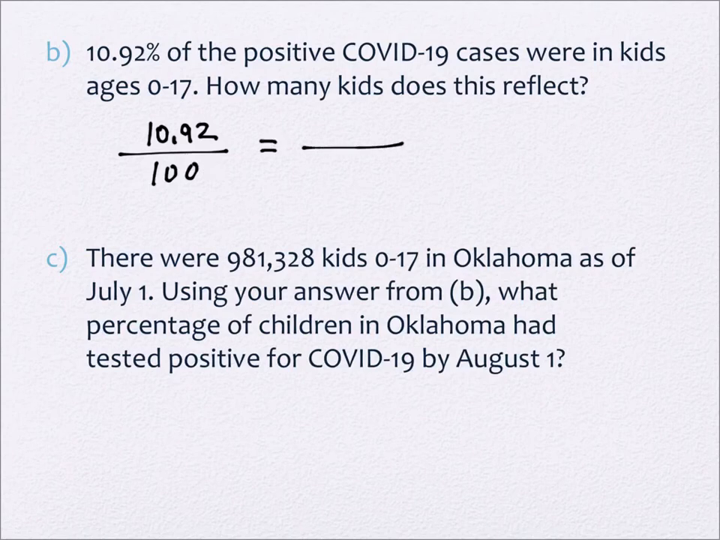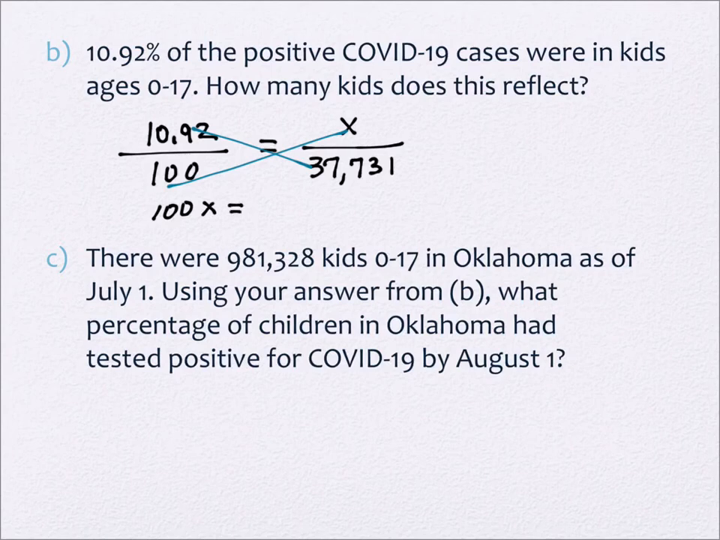And the number of cases total that we had, that had been reported to this date, was 37,731. So again, the 100% is the number of cases in this case, and we're trying to figure out how many of those cases were children. So we have our X on top. We can cross multiply. I don't have a lot of space on my screen. You've got more space on your slide or paper, but not by much probably. 100x equals, and if we multiply these numbers together, it is 412022.52.